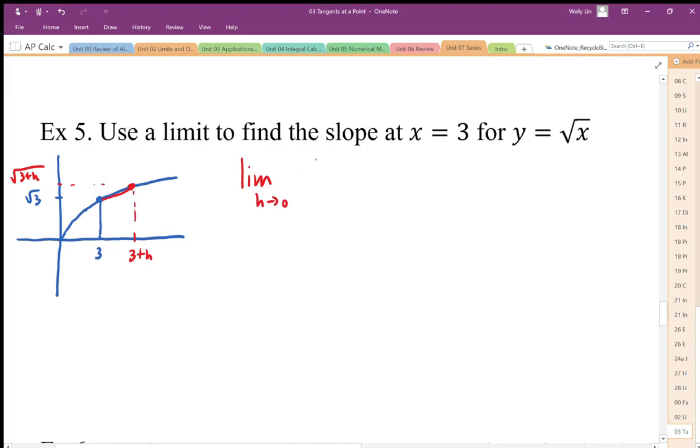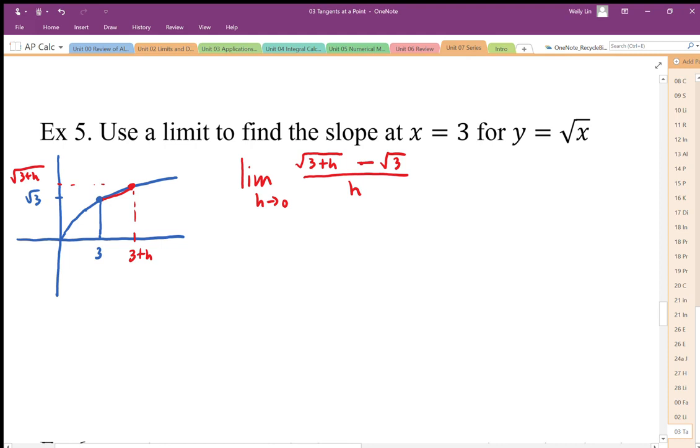And I want the rise, which is y1 minus y2, all over h. So when I let h be 0, I get root 3 minus root 3 is 0 over 0. My problem: how do I get rid of that h in the bottom? I need to somehow free up that h inside the square root.